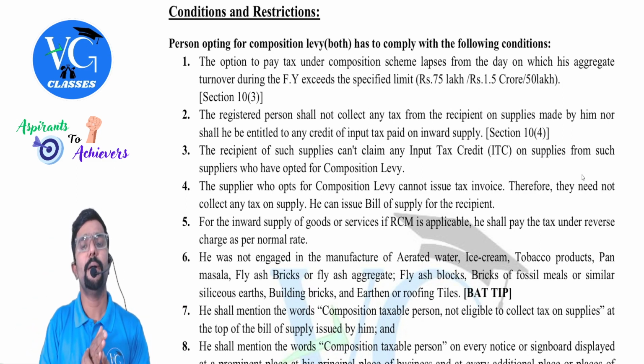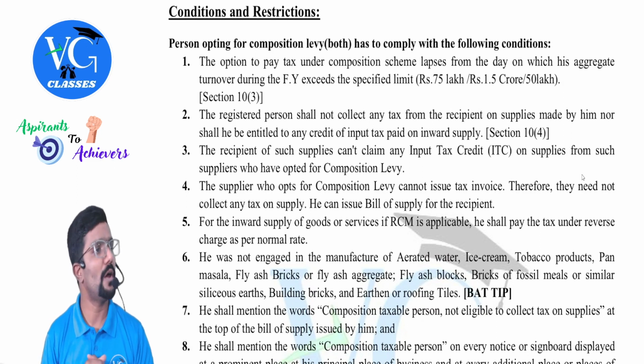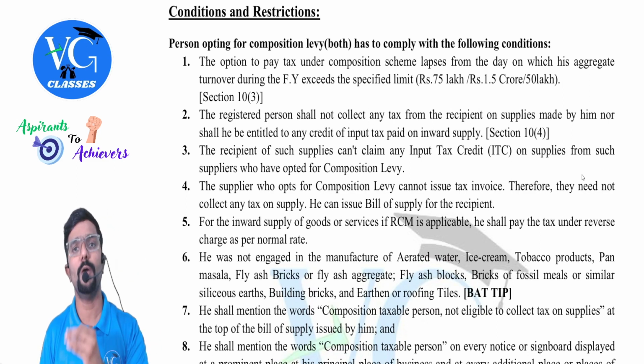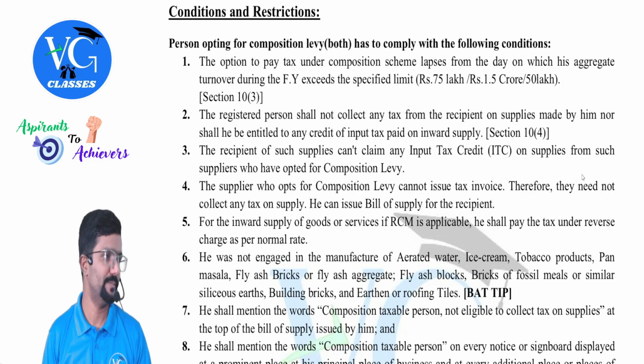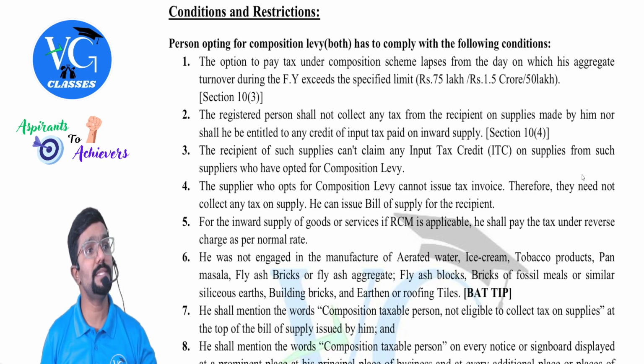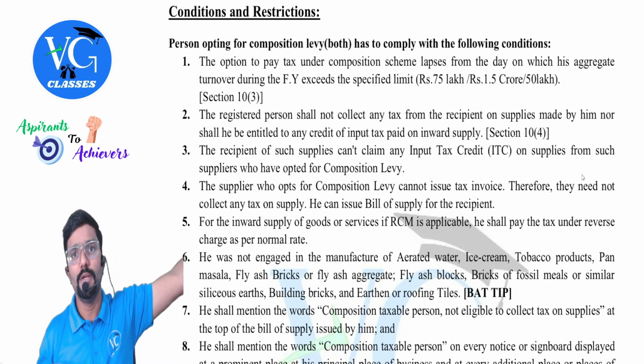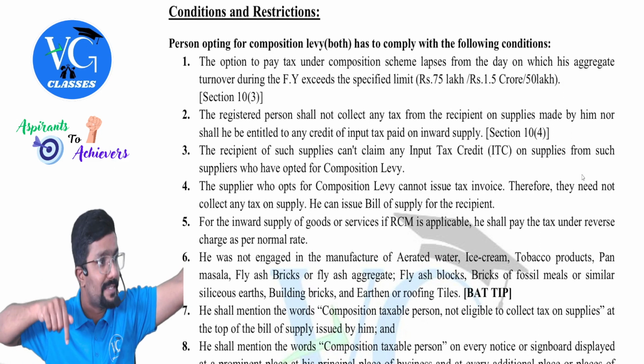But in the current year, my turnover crossed 50 lakh on 15th December. On 15th December of current previous year. Can I still continue under composition scheme? No. On the same day, you have to move to section 9. Immediately. Clear? For eligibility, we will check last year turnover. To pay tax, we will check current year turnover, right?